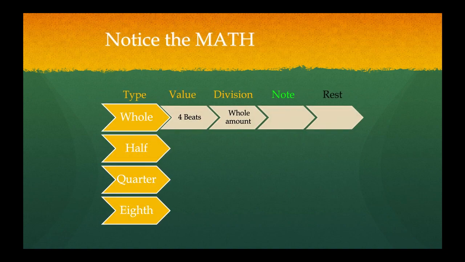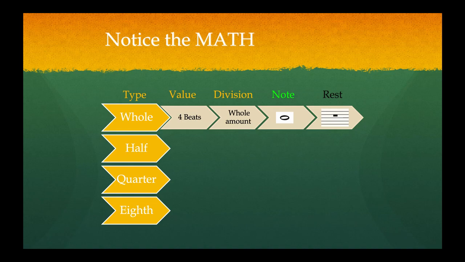Notice the math. We'll start with the whole. It's worth 4 beats because it's the whole amount. It's our biggest leaf on the tree. So a whole note gets 4 beats of sound, and a whole rest gets 4 beats of silence.